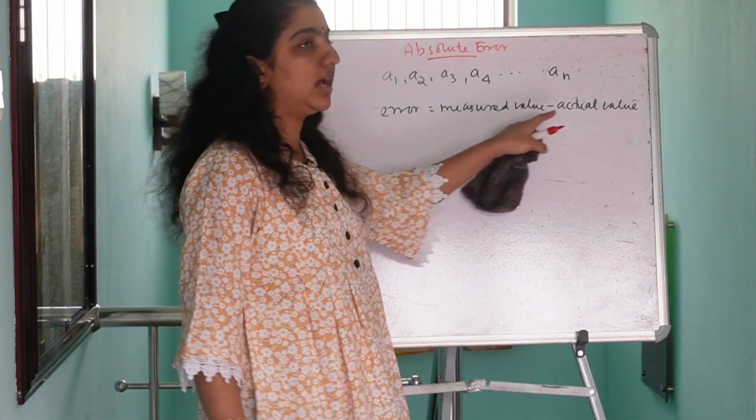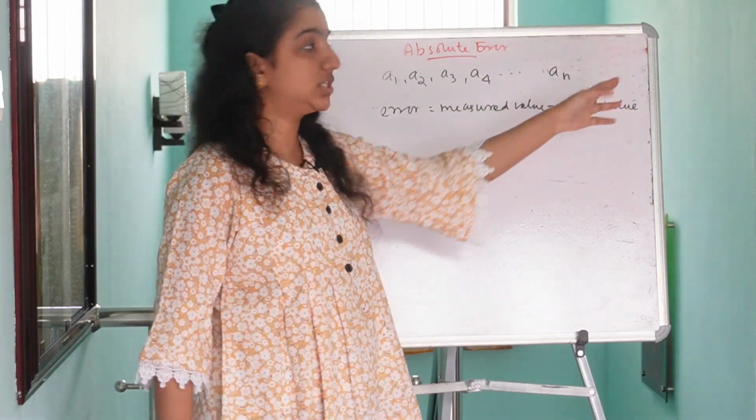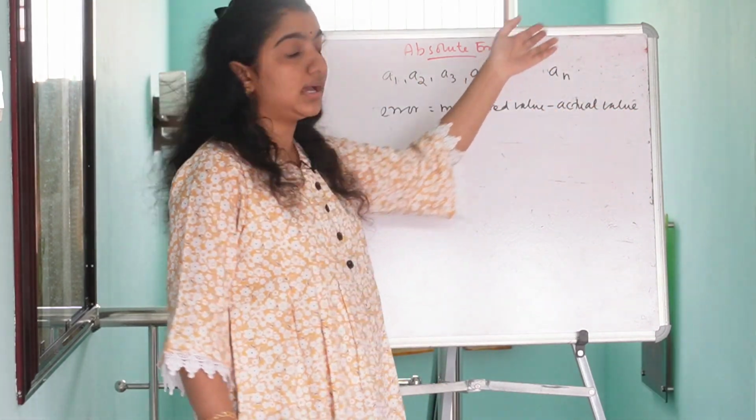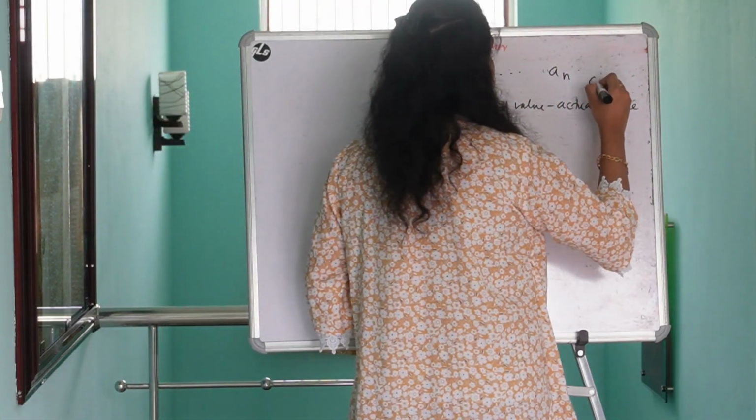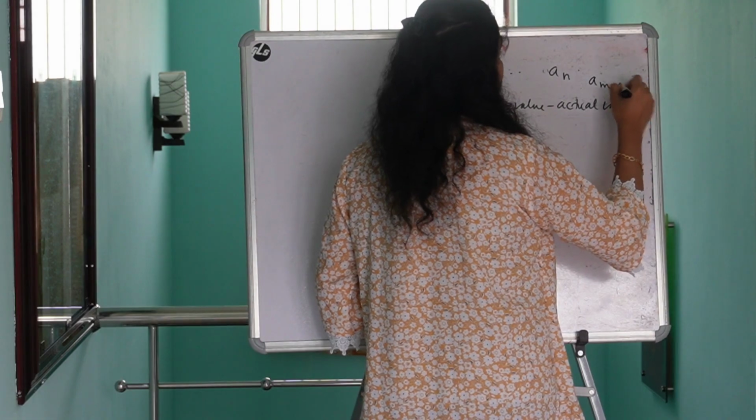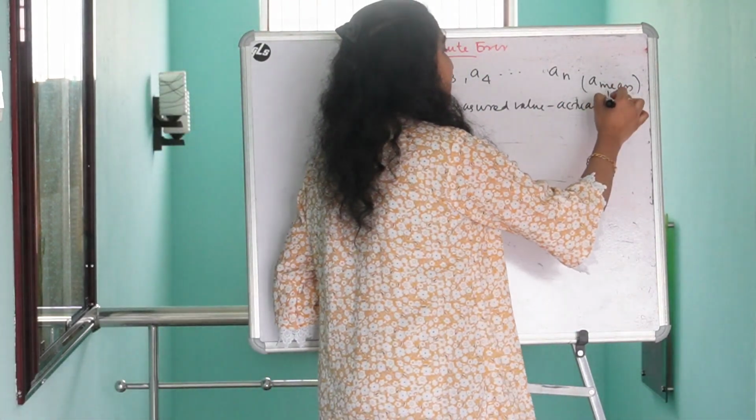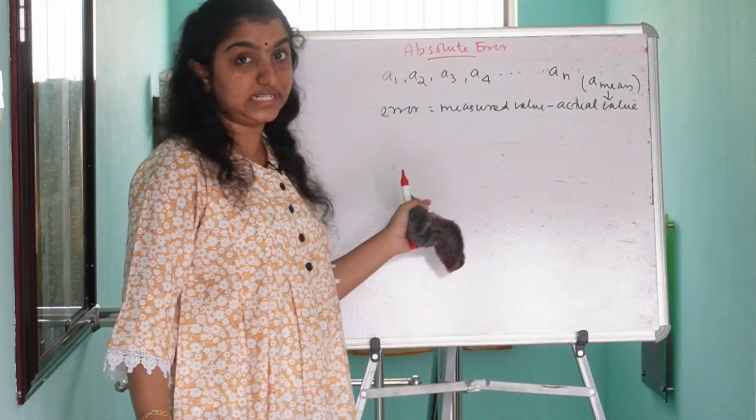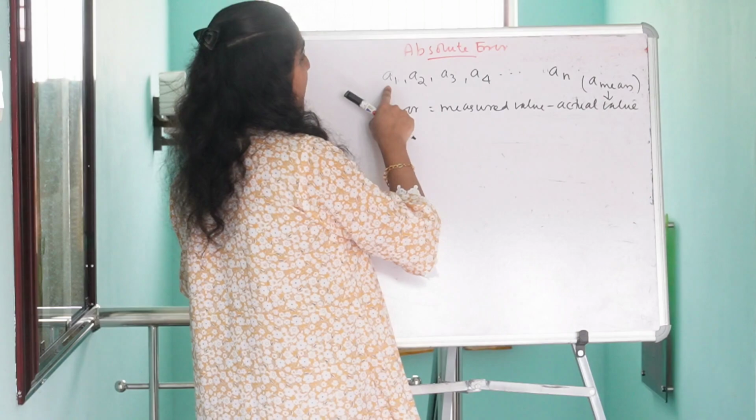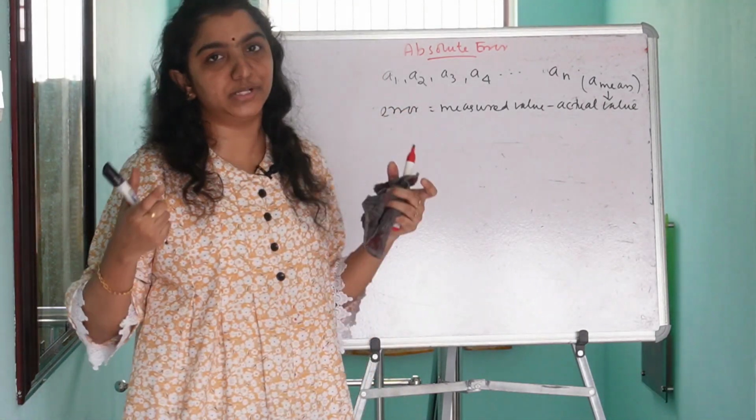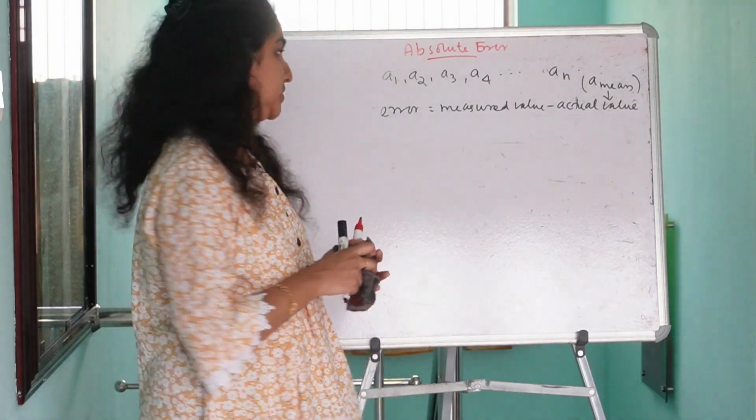What is the measured value? We have n different measured values: A1, A2, A3, etc. up to An. What is the actual value? Actual value is nothing but the mean of all these measurements. The mean of all these measurements is considered as the actual value. We just discussed it, isn't it? Yes. So I am going to find the errors in individual measurements.